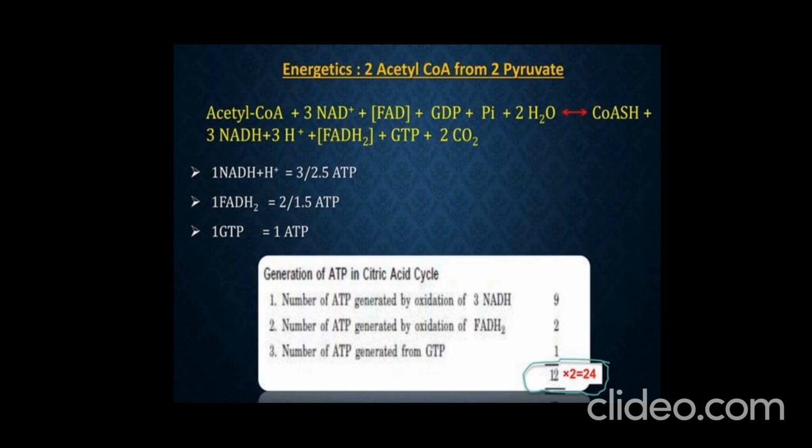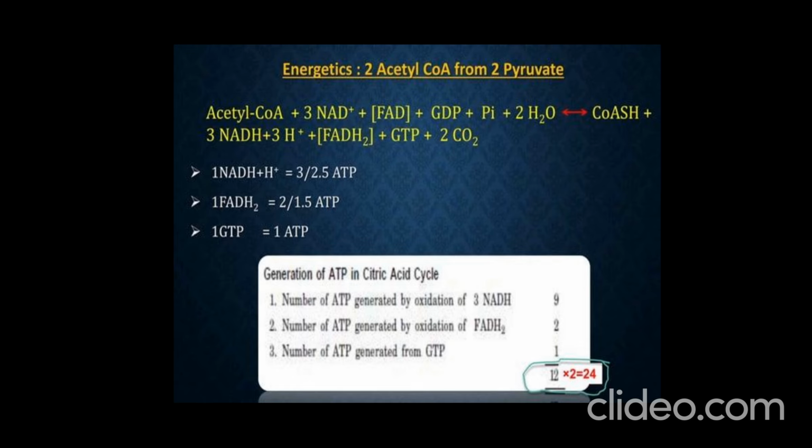In the generation of ATP in the citric acid cycle, the number of ATP generated by oxidation of 3 NADH is as follows. For 1 NADH, 3 ATPs are formed. Therefore, for 3 NADH, 9 ATPs are formed. The number of ATP generated by oxidation of FADH2 is 2, and since only 1 FADH2 is formed, it is 2 molecules. Then the number of ATP generated from GTP is 1. Therefore, the total is 12.